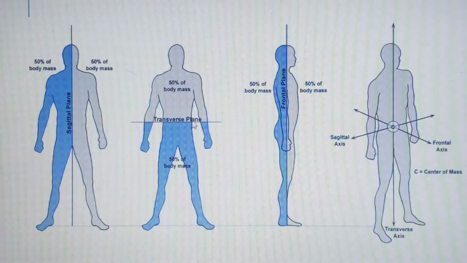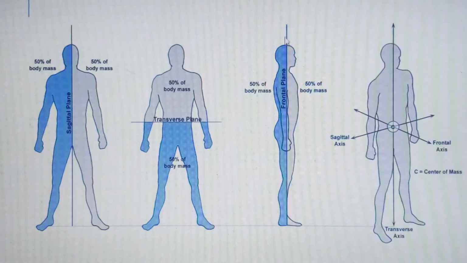Now, if it's a transverse section or transverse plane, then that imaginary line goes through the body from lateral to lateral, or from left side to right side, or vice versa. Then you are able to divide the body into an upper portion, a superior portion, and a lower portion, the inferior portion. Dividing the body into upper and lower, or superior and inferior parts, is what we call the transverse plane. This transverse plane can also be called the horizontal plane.